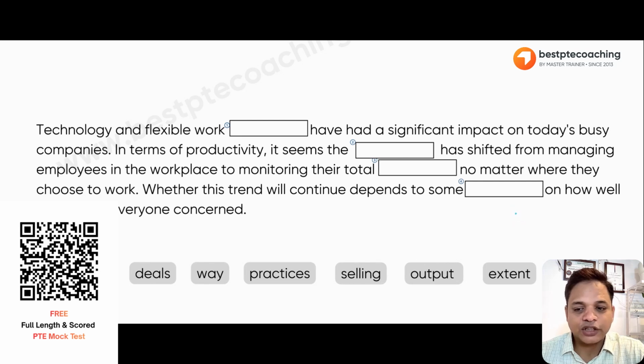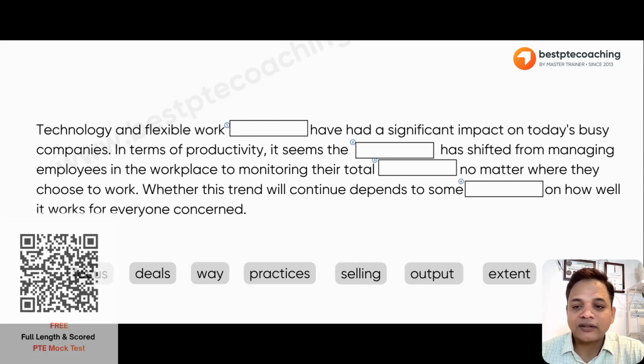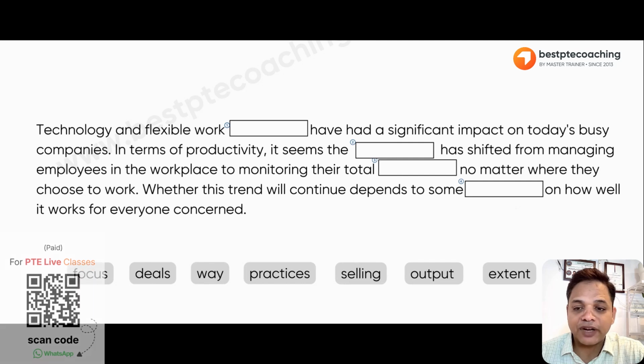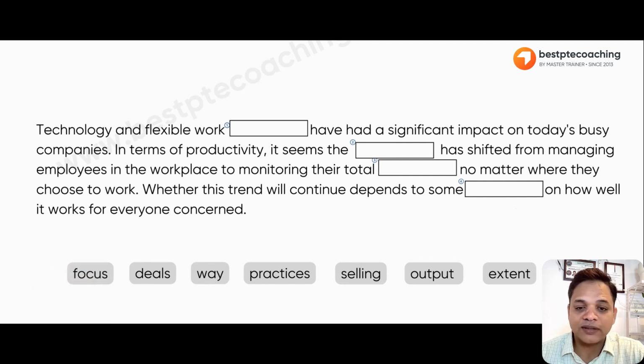The first one we decided it should be what? Practices. The second one, what is it? In terms of productivity, it seems the blank has shifted from managing employees and workplace to monitoring their total something. It seems the and has. I need a noun because the is there, and I need a singular noun because has is there. Before has, there will always be what? Single noun or singular noun. So I look for what nouns. What has shifted? Maybe the first word, focus has shifted, way has shifted, output has shifted, extent has shifted. What is it? Focus has shifted, because shifting focus shift.